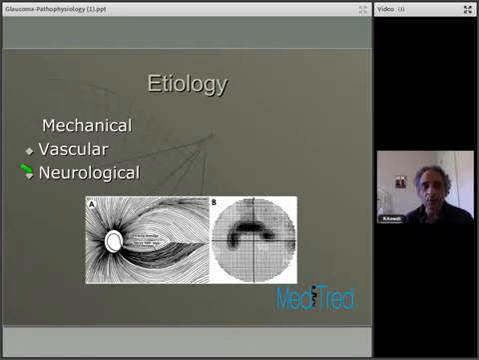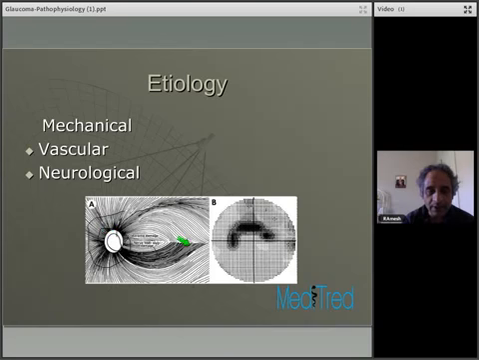So let's move on to the etiology of glaucoma. There are three theories to describe the etiology of glaucoma: mechanical, vascular, neurological. If you look at this cartoon picture that I share here with you guys, you can see the optic nerve right here, and the million plus axons which form the optic nerve head.